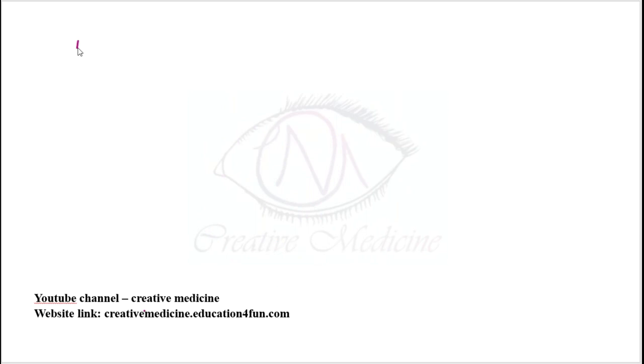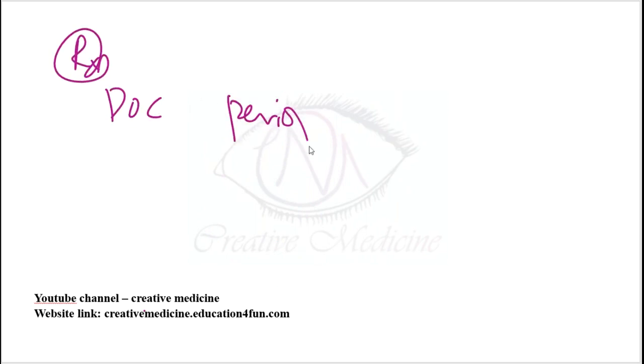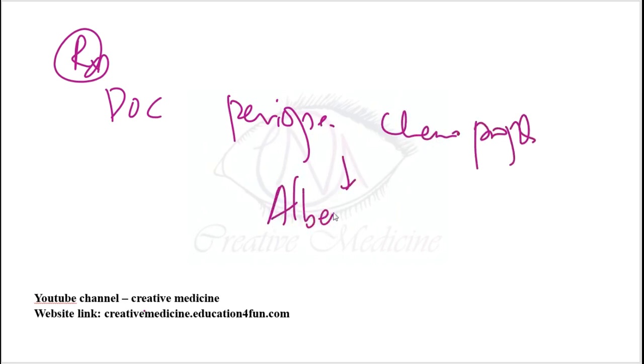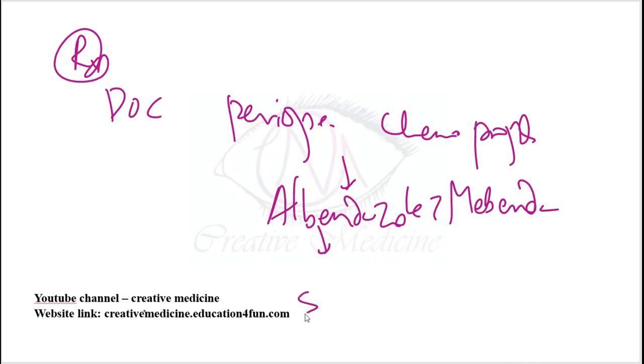Then if you see the treatment, the drug of choice for perioperative chemoprophylaxis is albendazole, followed by mebendazole. Albendazole is actually scolicidal and it can shrink the cysts.